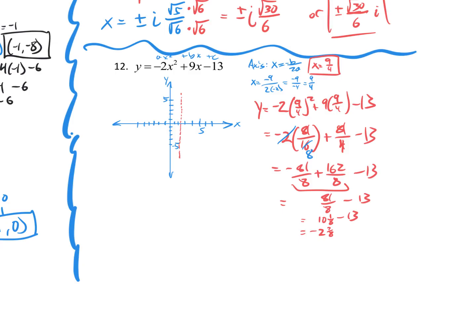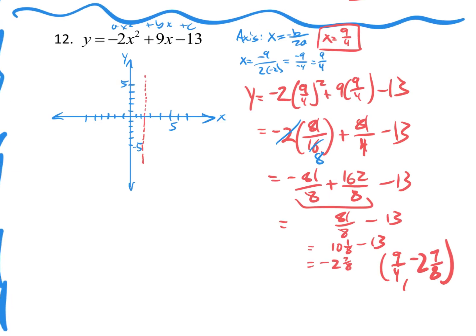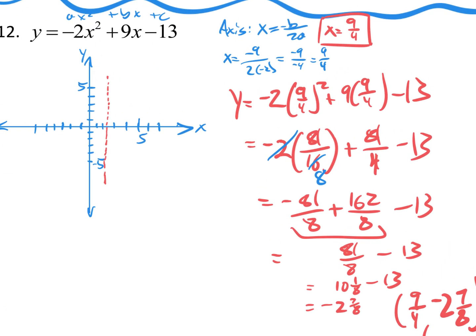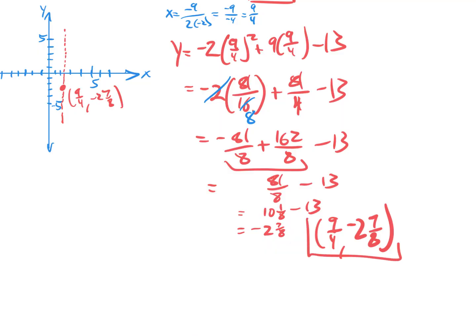So that's our vertex anyways, 9/4. Don't expect anything that ugly on the test. If you do, just go get a decimal out of it. Okay, so 9/4 and negative 2 7/8. That's somewhere down here. Now, I know a lot about it here. I know it's going to open down, and I know its shape. So we could get a pretty decent graph there at this point.